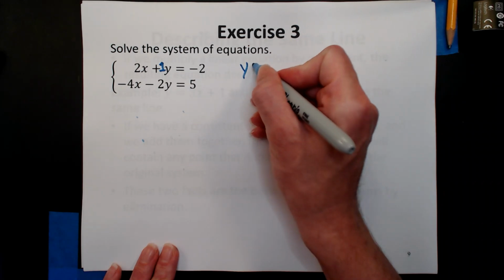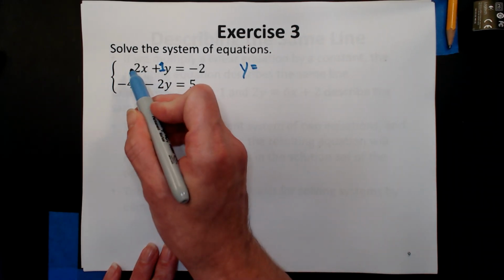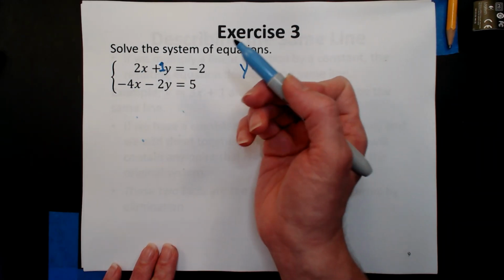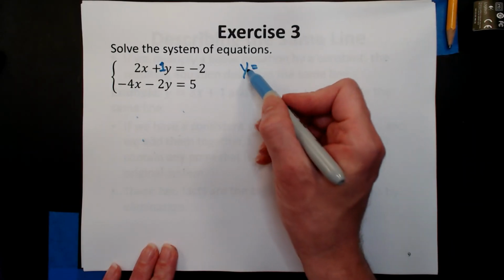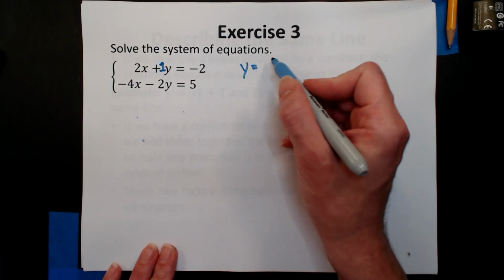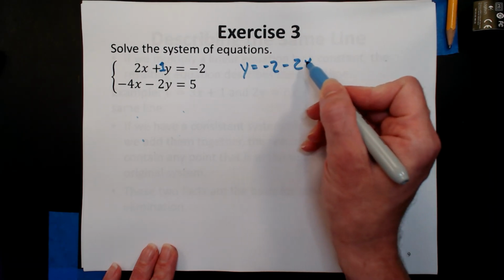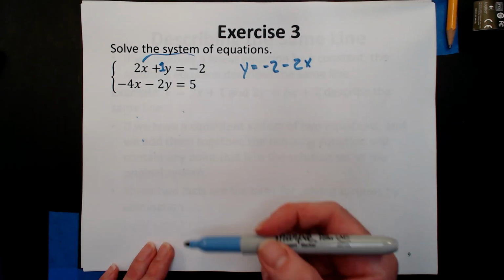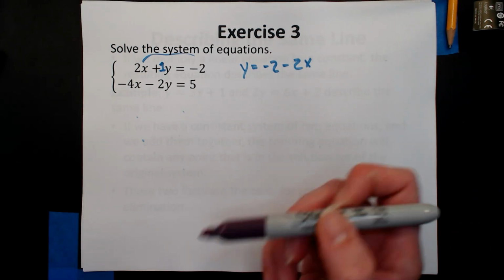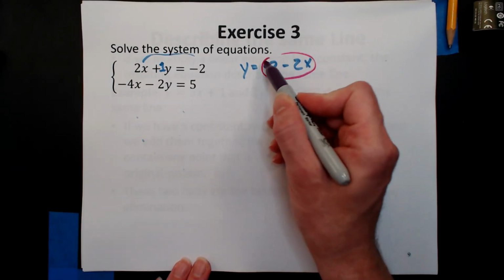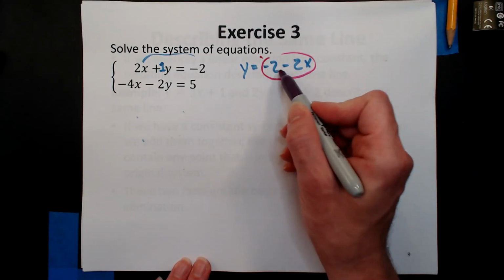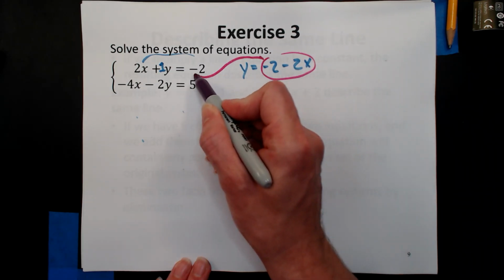So I'm just going to write y is equal to, if the x was 1 and the y was a different number, I'd solve x equals whatever. But here it's y again. So we have y equals negative 2 minus 2x, because I moved that 2x to the other side. Then I'm going to take this y value, which was negative 2 minus 2x, and I'm going to plug this in for y.